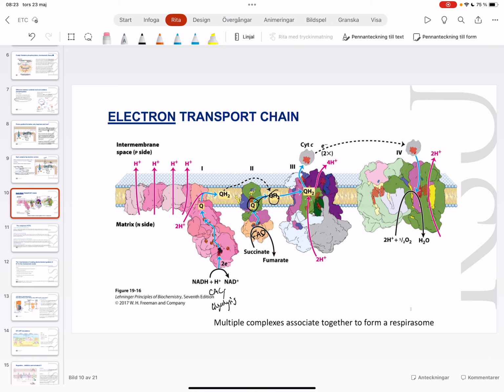And then we will get an FADH2. But the electrons that are released from succinate oxidizing into fumarate, they will travel to ubiquinone, and ubiquinone will be reduced to ubiquinol. Then we will come to complex number 3. So ubiquinone, okay, by the way, ubiquinone is an electron carrier.